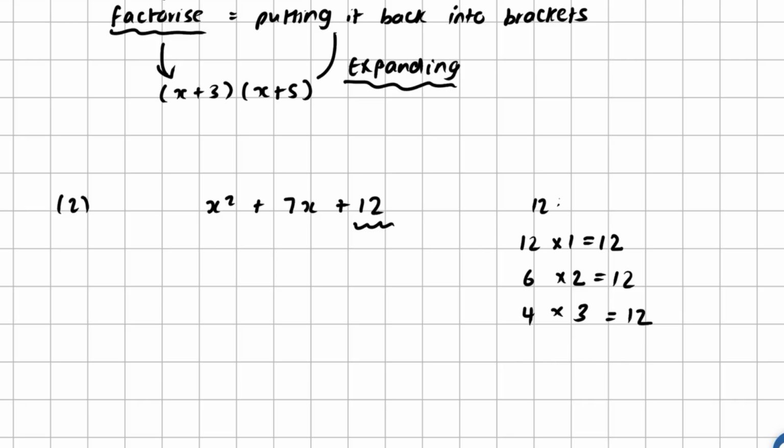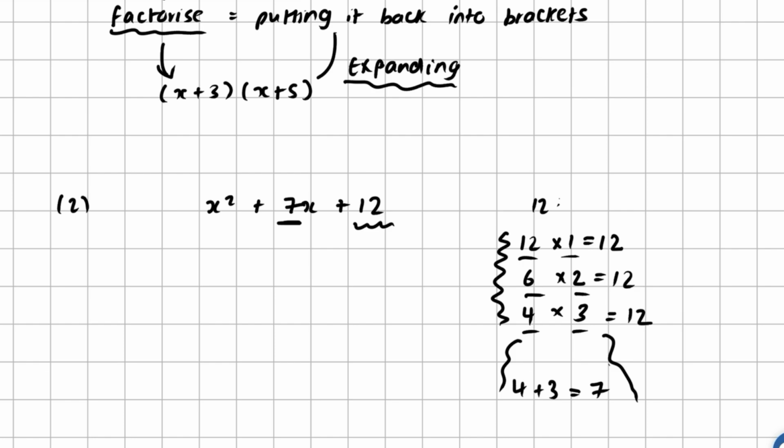Now, after we've done that, the next step is to find from these pairs which one of the pairs, when you add the two numbers together, adds up to this number. So we have 12 plus 1, which is, no, sorry, 12 plus 1, which is 13. And then we have 6 plus 2, which is 8. So that wouldn't work either. But we have 4 plus 3, which equals 7. Now that is the same as that.